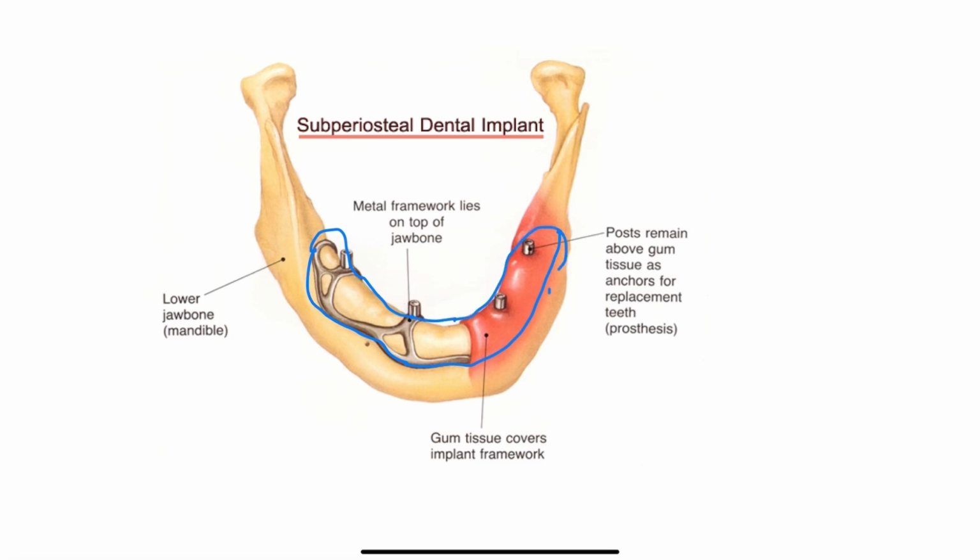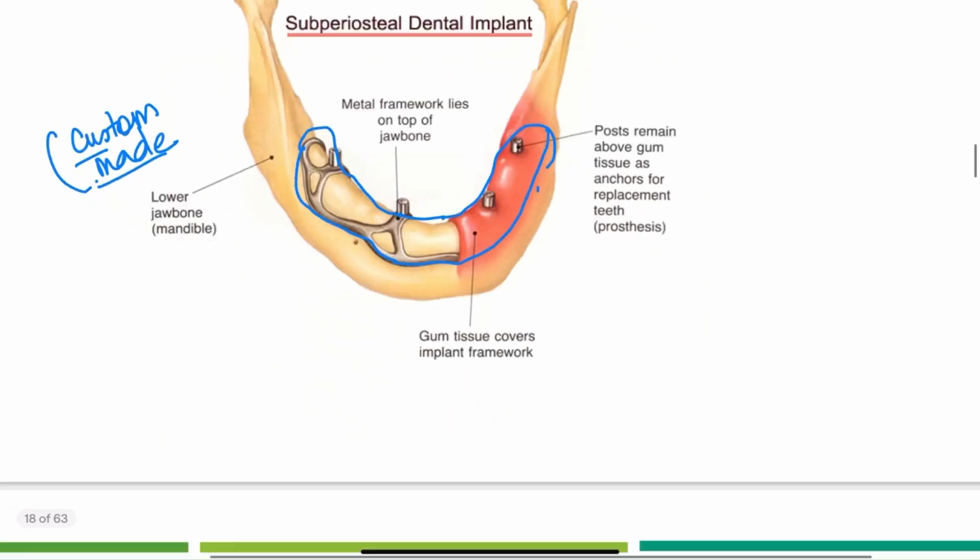These implants are of great significance when you have atrophic jaws. When there is no sufficient bone, these implants can be a better option. Also, these implants are custom made. That means a scan is taken first and then it is designed. So for each individual, it would be different.